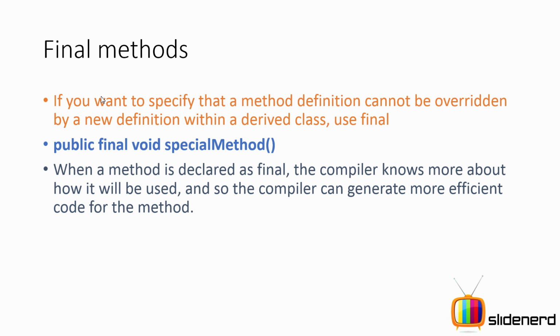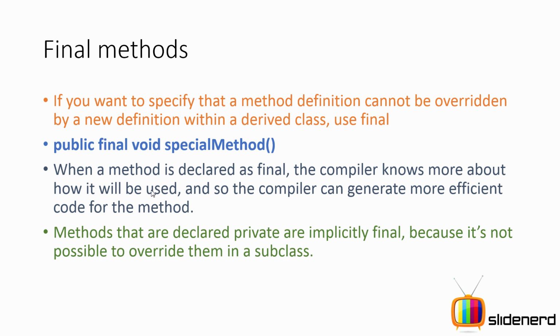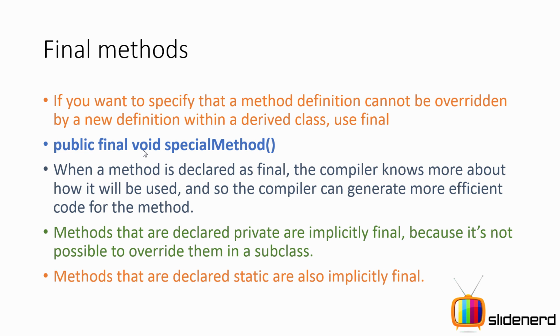When a method is declared as final, the compiler knows how it's going to be used, and hence it will be a little more efficient than what it normally is. Methods that are declared as private are implicitly final because it's not possible to override them inside the subclass. And methods which are static are also implicitly final because there's only one copy of that method existing for all the objects, which means the subclasses don't have access to modify that copy.